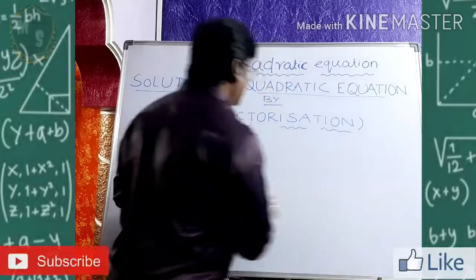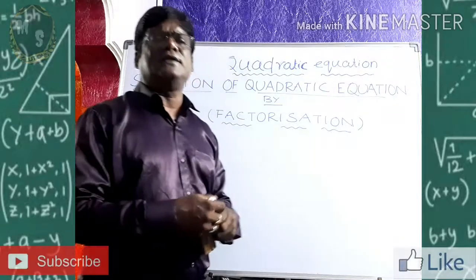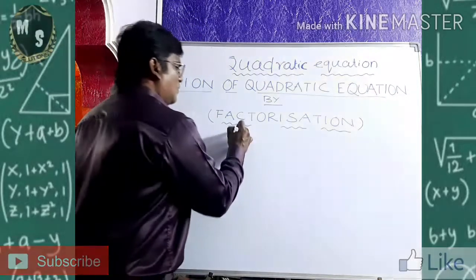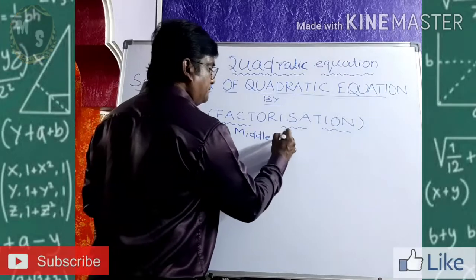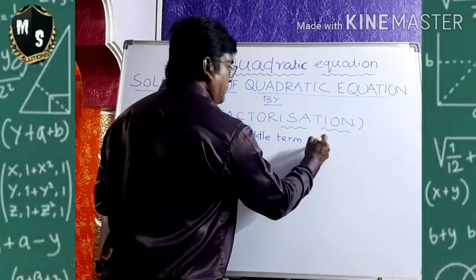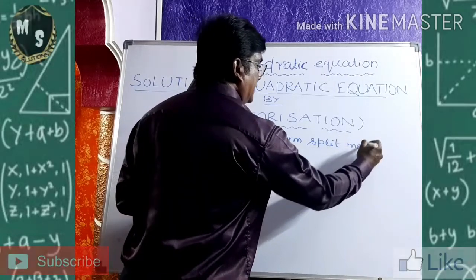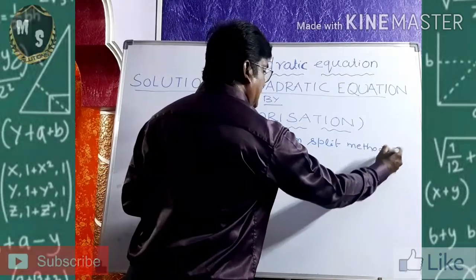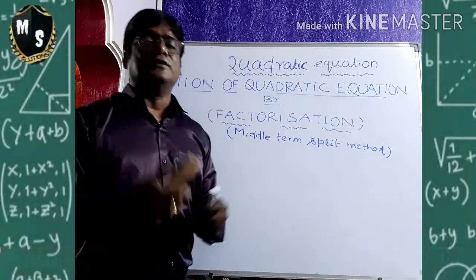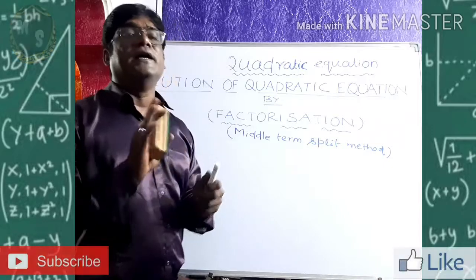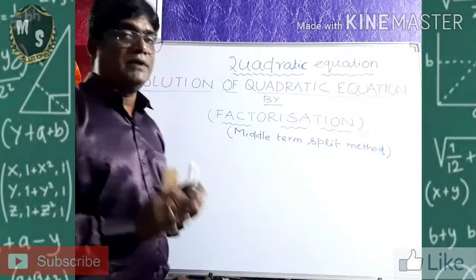What did he say? He said to do it by factorization. Factorization is sometimes called in other books the middle term splitting, the middle term split method. That is called factorization. Factorization means you are just dividing the equation into some factors, so that when these factors are multiplied, the equation will come back for us.